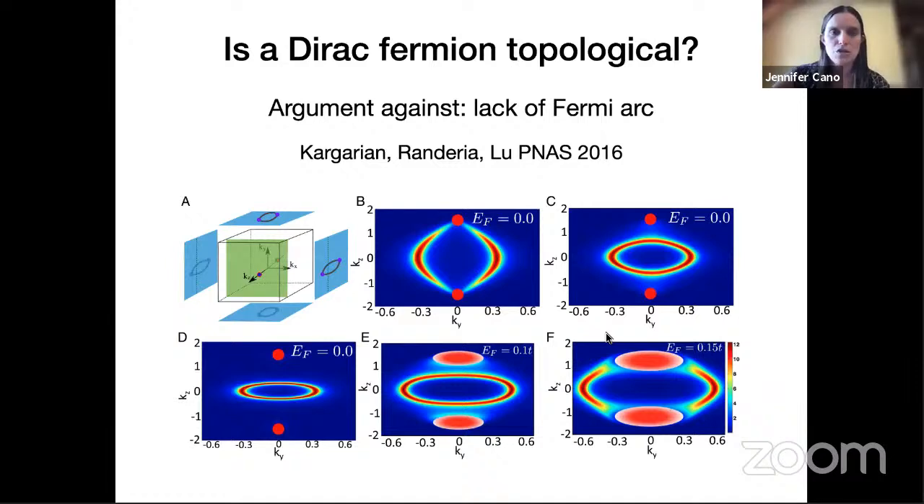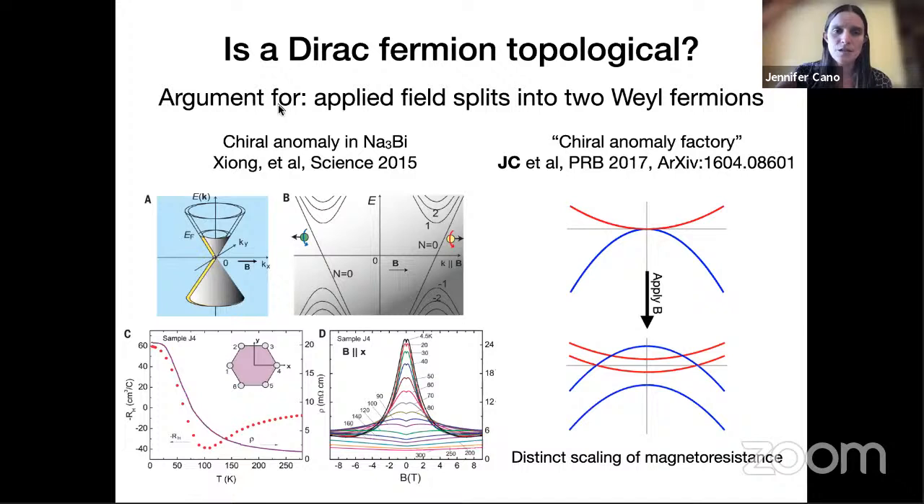Okay, great, good question. Okay, so Dirac fermions don't have a bulk edge correspondence. And so you might deduce from that that Dirac fermions don't have any topological properties. So now I'll try to convince you otherwise. The first argument that Dirac fermions could be topological is what I said before. Dirac fermions secretly have two Weyl fermions inside of them. And so if you apply a field, you'll split your Dirac point into two Weyl points. This is the example of sodium bismuth that I showed before.